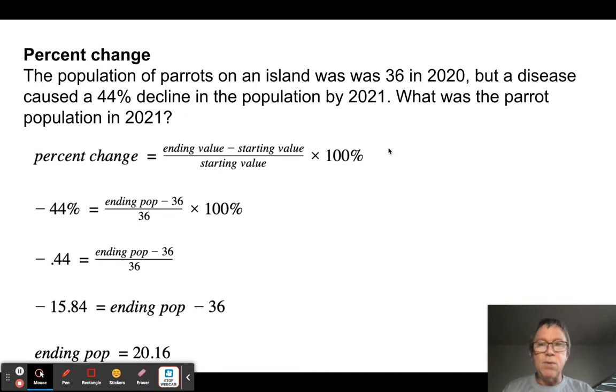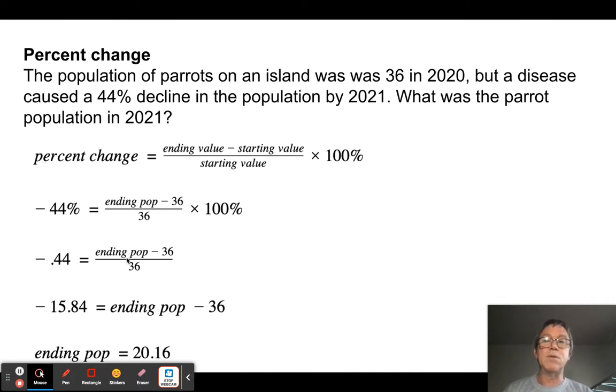So I'm taking that same equation and I'm just going to substitute into it. I had to remember a decline means negative growth, negative percent change. So I'm going to take that 44 and call it negative 44 because it went down. Ending population is what I want to know. I know the starting population was 36, so I just put it there. Now let's just do basic algebra. First thing I do is get rid of this times 100. I'm going to divide by 100%. Negative 44% divided by 100% gives me negative 0.44. That equals ending population minus 36 over 36.